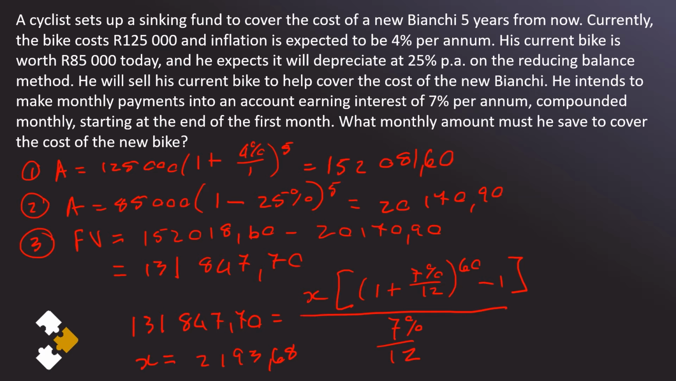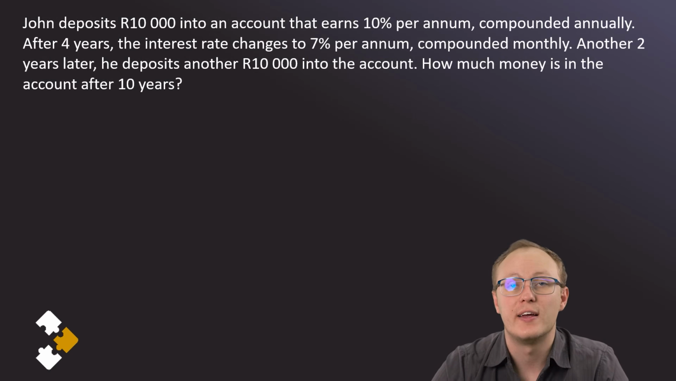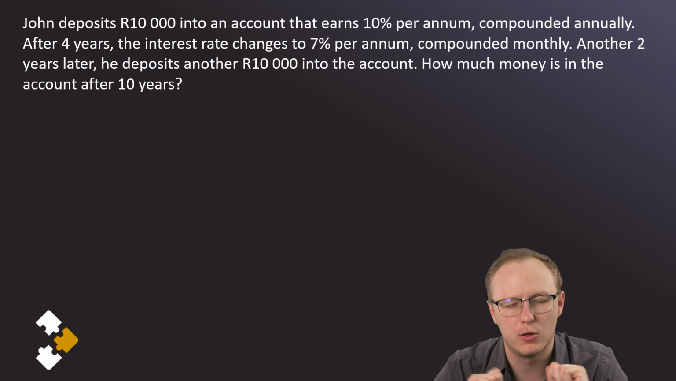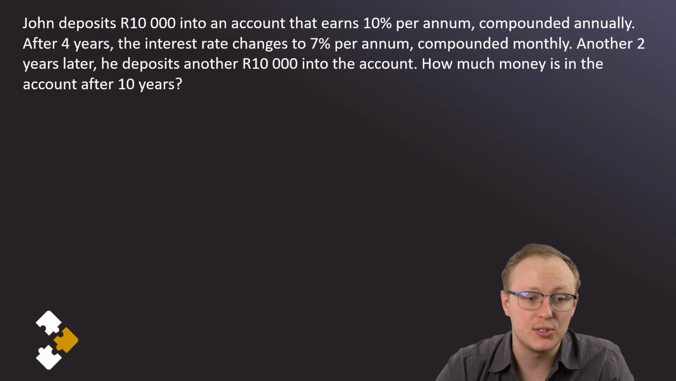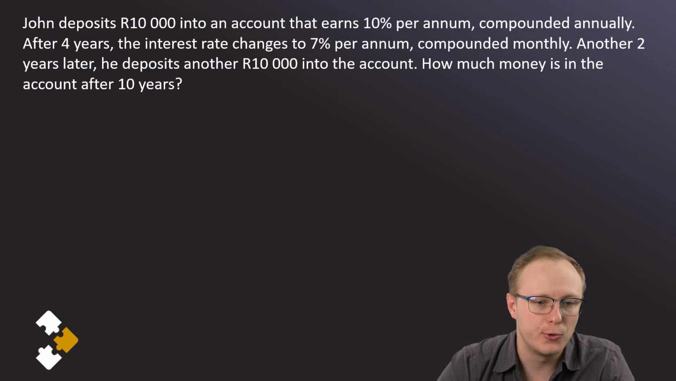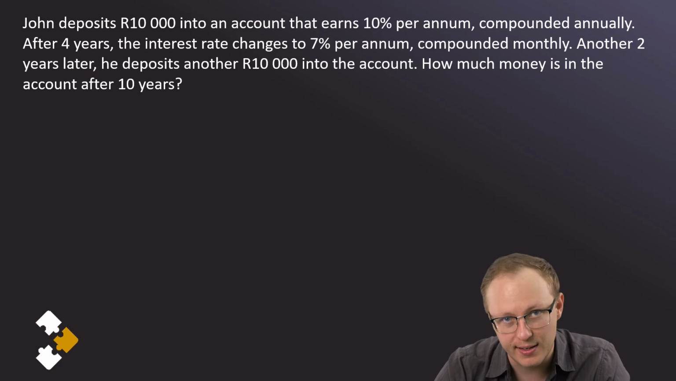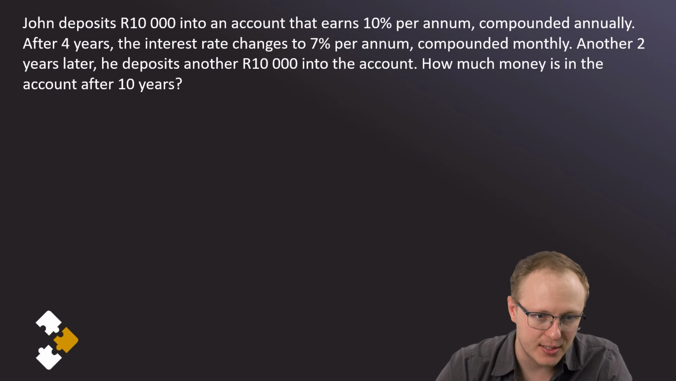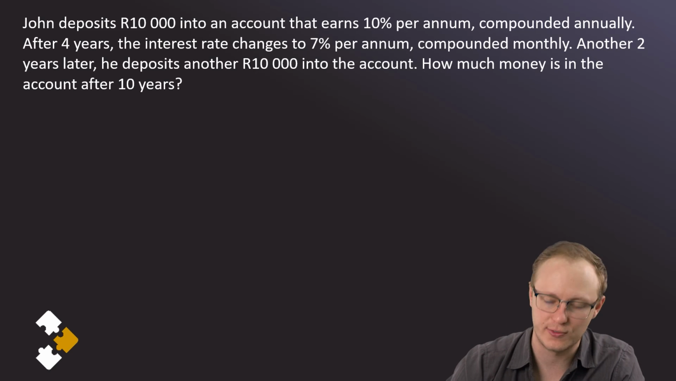new bicycle. All right. And then the final example that we're going to do is to just show again this power of the timeline. I'm actually disappointed that this is the last one I'm going to draw today. So John deposits 10,000 Rand into an account that earns 10% per annum compounded annually. After 4 years, the interest rate changes to 7% per annum compounded monthly. Another 2 years later, he deposits another 10,000 Rand into the account. How much money is in the account after 10 years?